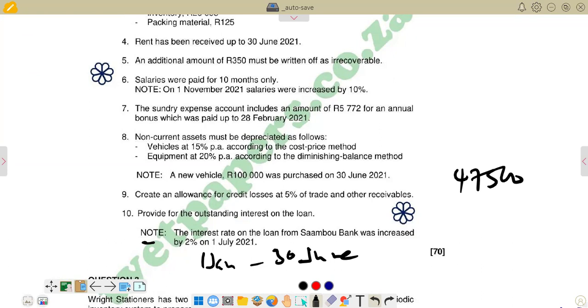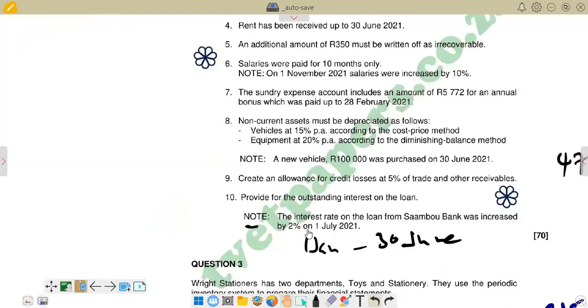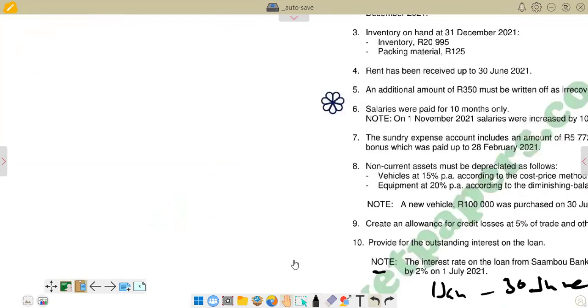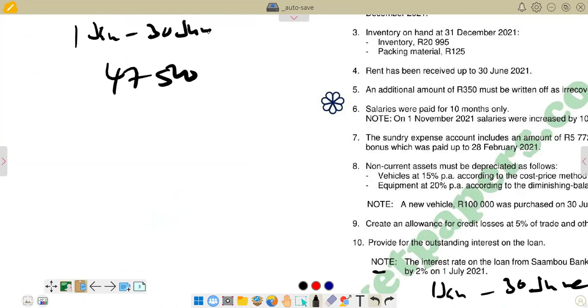So what we are going to do is calculate interest before it increased and after it increased. We can come here and see the total amount of loan. Remember, we have got 47,500. From 1 January to 30 June, we have got 6 months. And then from 1 July to 31 December, which is the second period after it increased, we have also got 6 months. So we are going to make a proportion of 6 months, which means half and half.